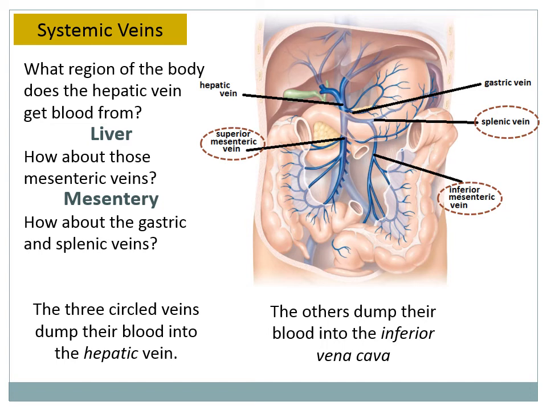How about the gastric and splenic veins? Yep, our gastric vein is going to get it from the stomach, and our splenic veins are going to get it from the spleen. So these three that are circled are going to actually dump their blood into the hepatic vein. So your superior mesenteric, your inferior mesenteric, and your splenic vein are all going to dump into the hepatic vein.